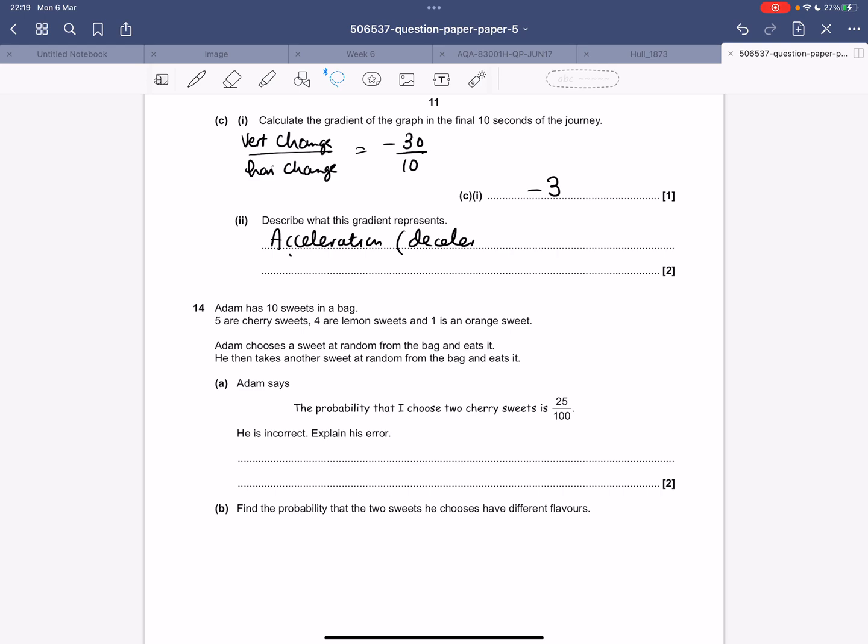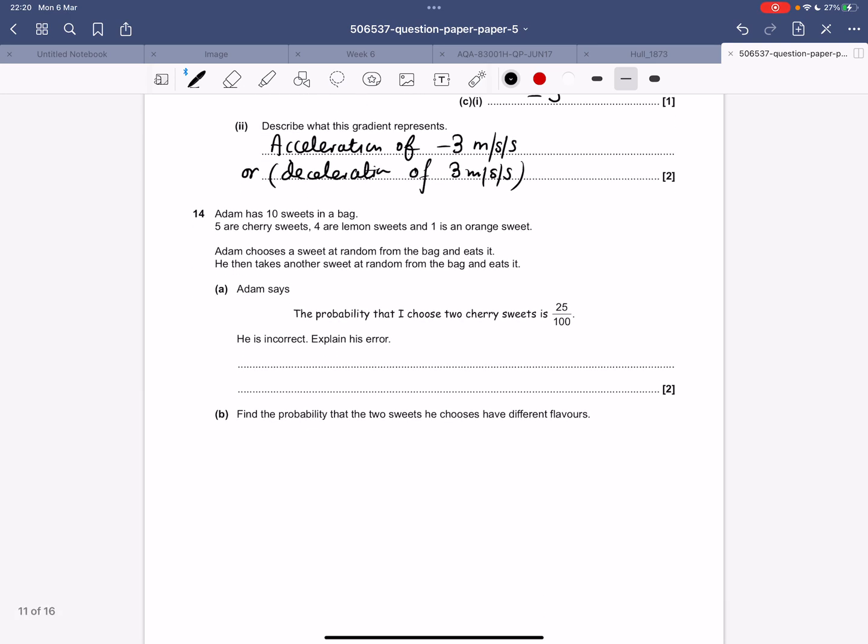Acceleration, just move this to one side. Acceleration of minus 3 meters per second squared, or you could say it's a deceleration of 3 meters per second squared. Just checking my spelling of deceleration. Yep, got it spelled right, just didn't look right. Okay.